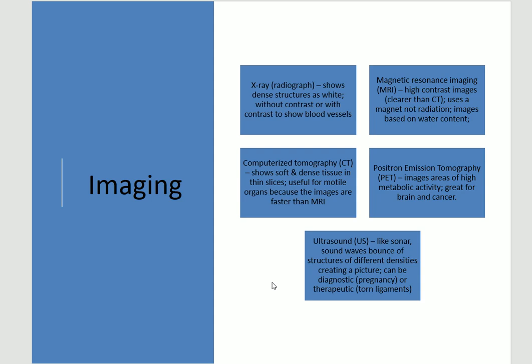A PET scan, positron emission tomography, looks at high metabolic activity, so it's great for the brain and it's great for looking for cancer cells. If a doctor wants to look for cancer, they're probably going to do a full body PET scan and look for lots of cellular activity. If there are tumors, they're going to show up super bright, and if there are a lot of cells in one specific area, that area is also going to show up super, super bright with a PET scan.